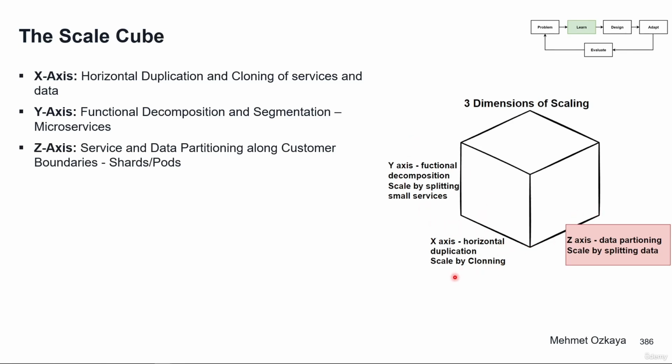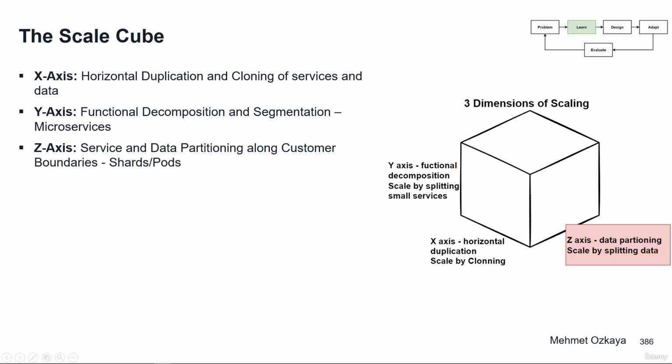Let me start with the X axis. This is usually referred to as a scale out operation, which can be handled with public cloud providers and also Kubernetes, which is a container orchestrator. Mostly the application runs multiple copies behind a load balancer. This is a commonly used approach of scaling an application. We use the x-axis, which is horizontal duplication scaled by cloning, for our stateless application services.